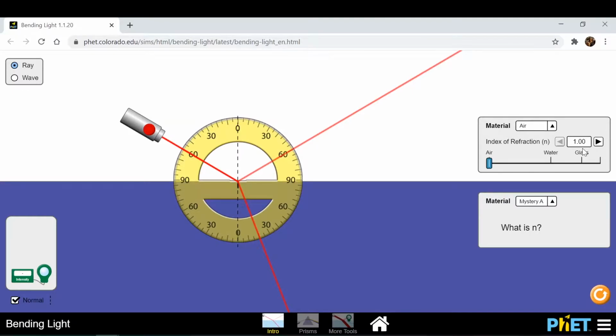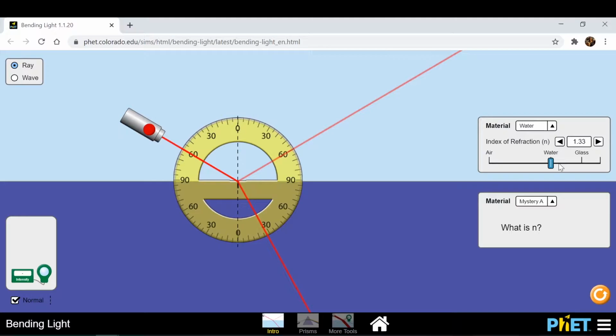And when you're ready to make your next measurement, you want to select the next option. So we want to switch it over to water. And you can even leave the incident angle the same. There's no need to change it. And all you have to do is make a new measurement of the refracted angle as well as including an uncertainty on that measurement. And you also want to record the index of refraction of water, so that would be 1.33. Again, you can use a 0 uncertainty for the index of refraction value.